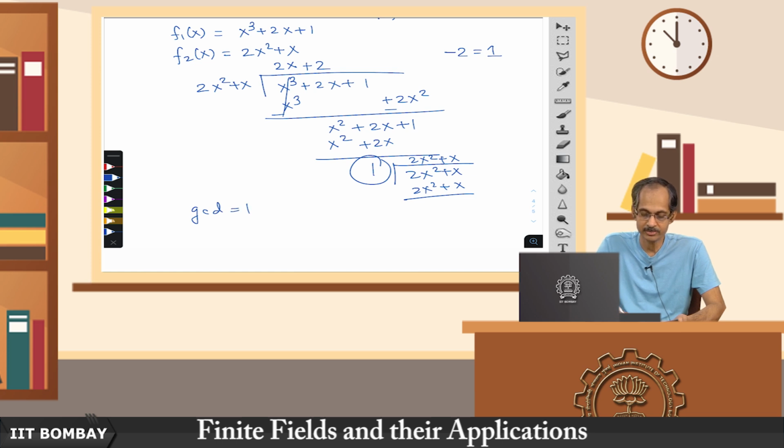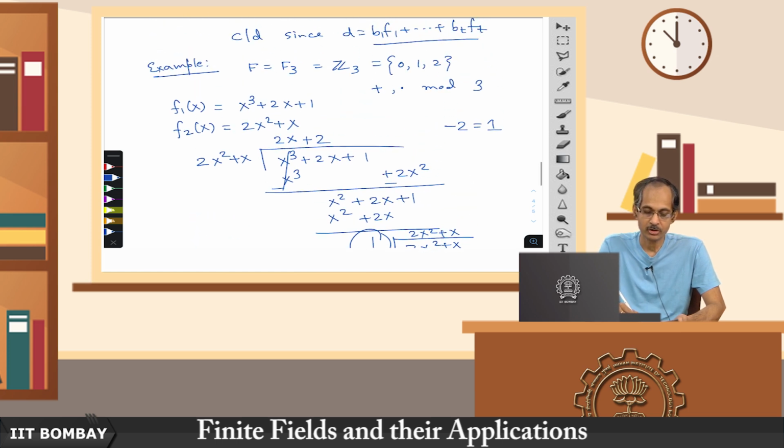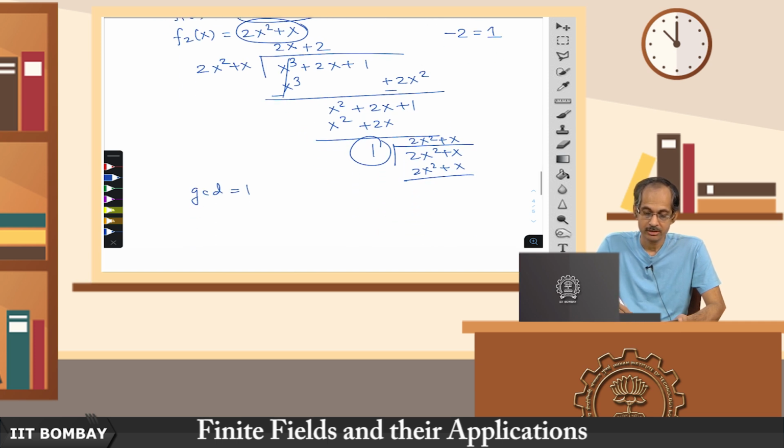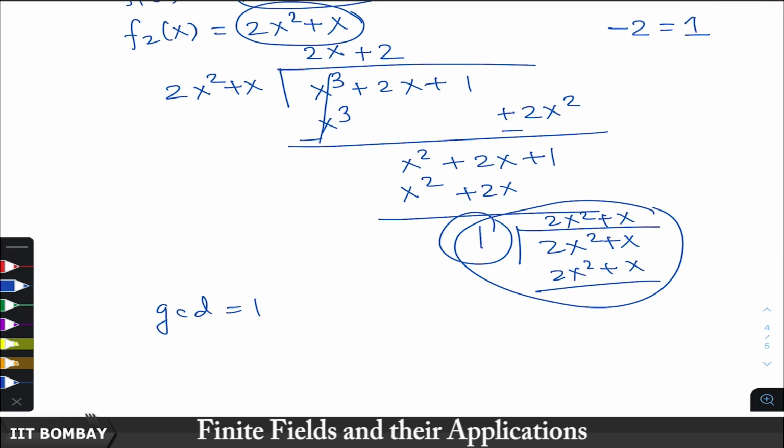Now, how do we express this as some polynomial times f1(x) plus some polynomial times f2(x)? Well, let us go from the end. One can see what happened in the first division. We can express what happened in the division. We see that this GCD 1 is basically 1 is the GCD.